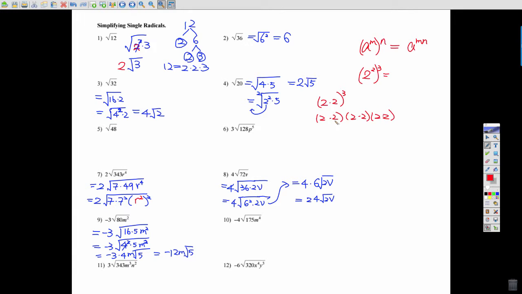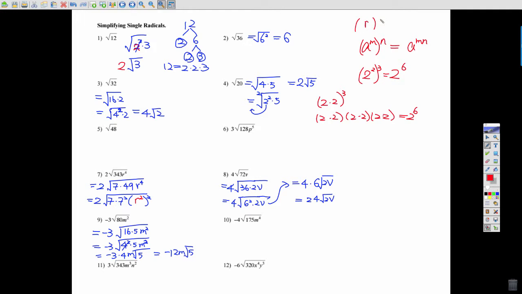So that's 1 time, 2 times, 3 times. That's what that cubed means. Let's see. That means 1, 2, 3, 4, 5, 6. I have 2 raised to the 6th power. So that's an example when you have a raised to a power, and then the whole thing raised again. You just multiply the m and n. So the reverse of that is true.